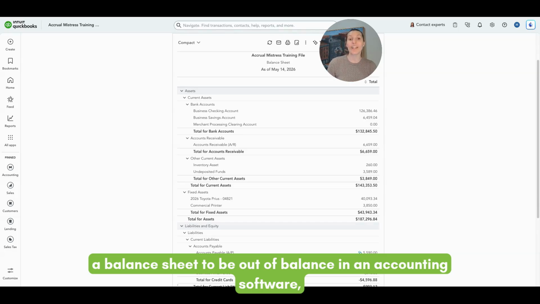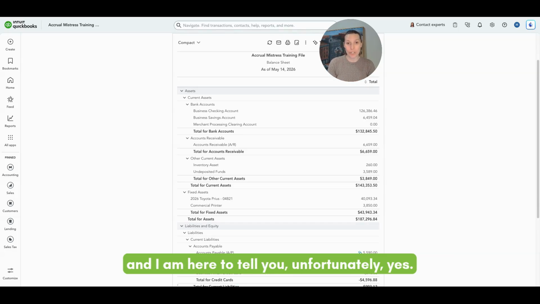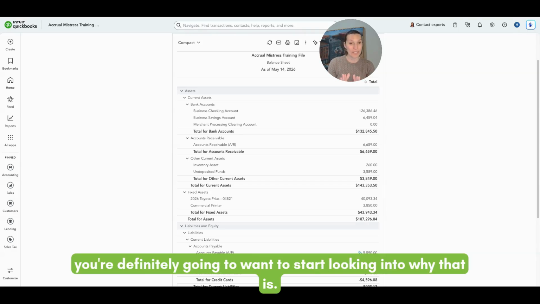Some might ask if it is possible for a balance sheet to be out of balance in an accounting software, and I am here to tell you, unfortunately, yes, it is entirely possible for that to happen. If that does happen, you're definitely going to want to start looking into why that is.